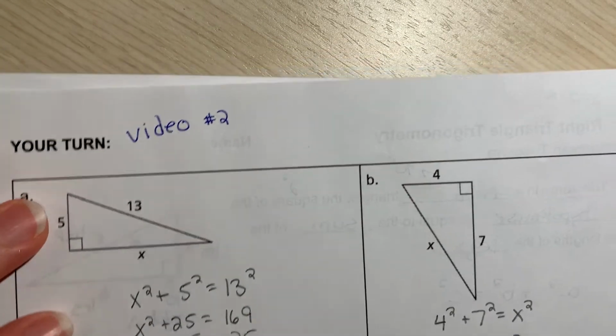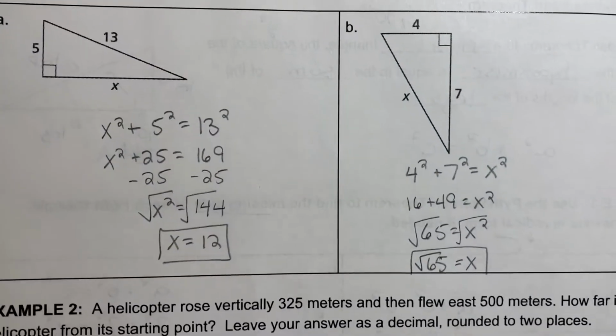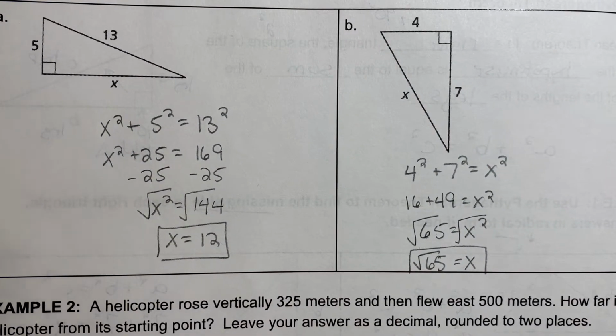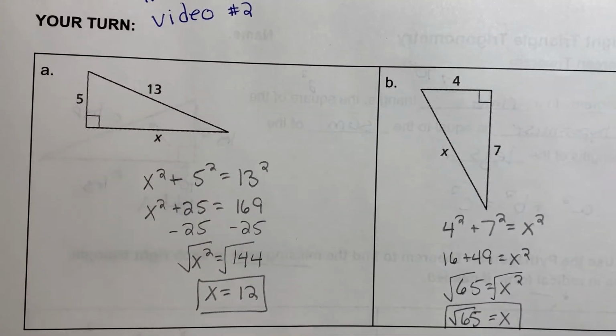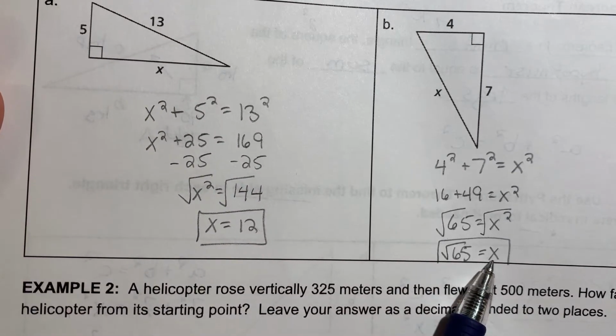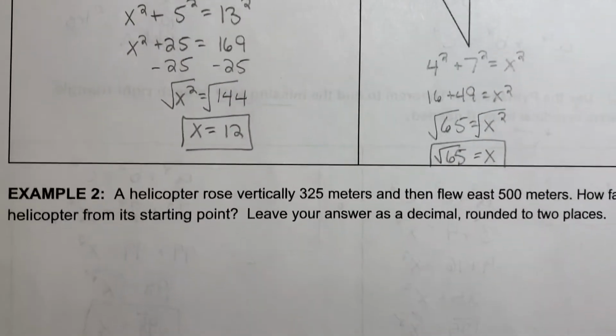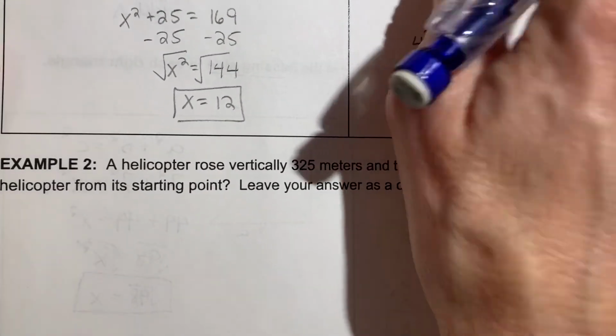Okay, this is 9-1 video number 2. So first thing, there are the 2 your turn problems that you were supposed to do. For this one, you should have gotten x equals 12, and for this one you should have gotten x equals square root of 65. Okay, let's look at these couple word problems.